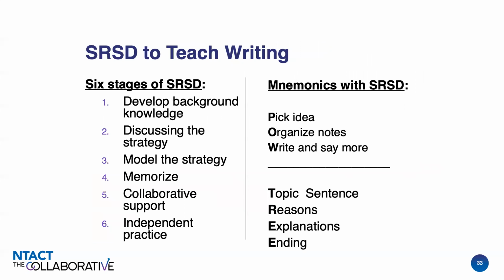Using self-regulated strategy development, or the SRSD, to teach writing is a research-based practice to help students write well-developed essays across various genres. The SRSD is a 6-stage instructional process in which the teacher develops background knowledge, discusses the strategy, models the strategy, facilitates student memorization of the strategy, works collaboratively with students to support them through the strategy, and finally, students independently practice the strategy.